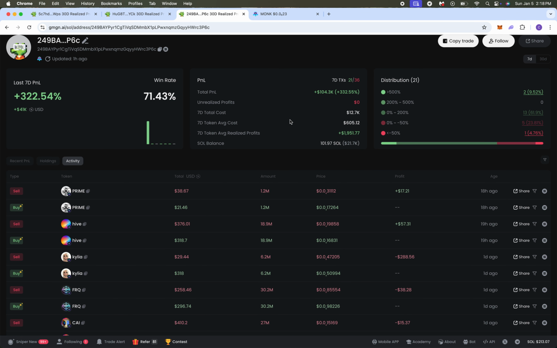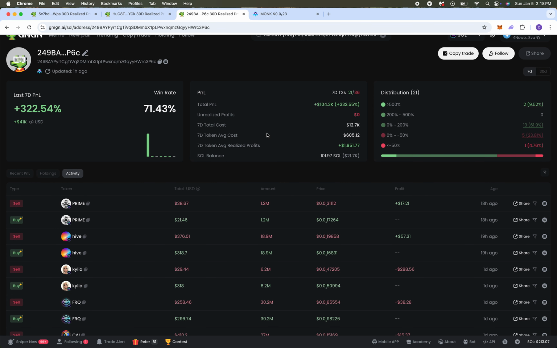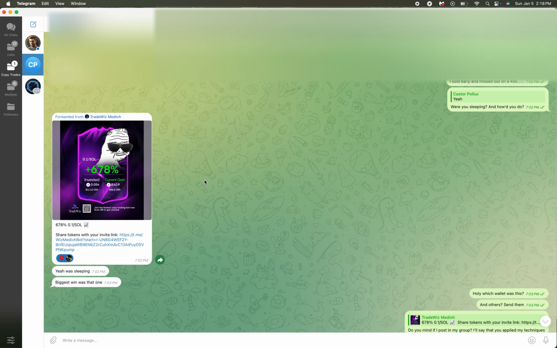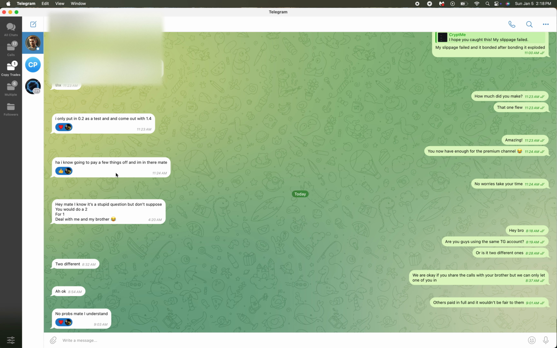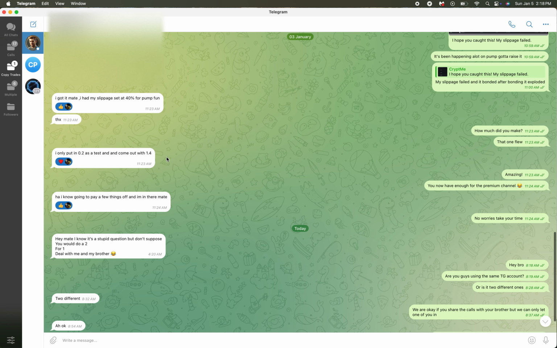Now for the final wallet. And this is exactly the type of wallet I like to copy. I actually did give out similar wallets to subscribers in my crypto discussion group. And this guy did turn $11 into $86, almost a 700% gain. And this other subscriber sent me a message saying he took a 0.2 and turned it into a 1.4 with the wallet I gave him to copy.